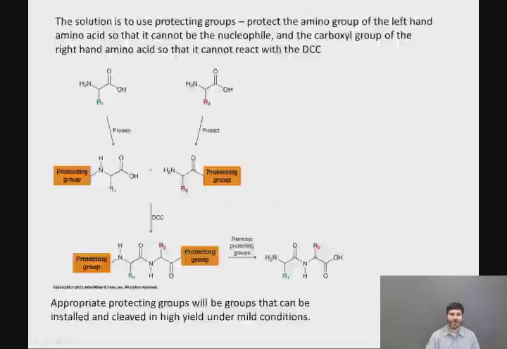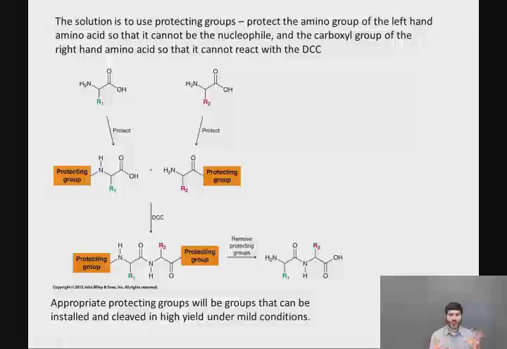So the solution to this problem is to use protecting groups. We need to protect the amino group of the left-hand amino acid so that it cannot be the nucleophile, and protect the carboxyl group of the right-hand amino acid so that it cannot react with the DCC. Okay, so you see what that looks like in the figure.